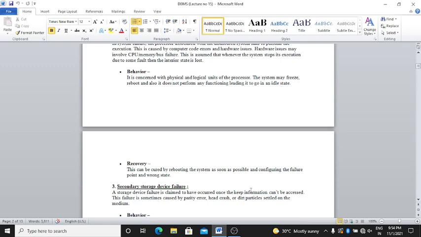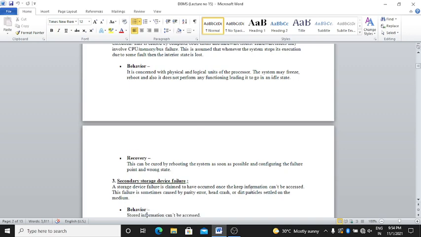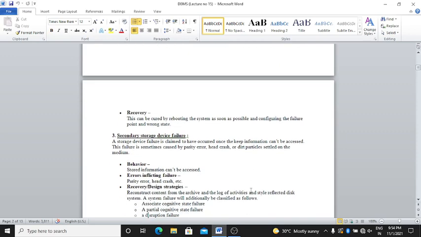Recovery: this can be done by rebooting the system as soon as possible and configuring the failure point and wrong state. Third type of failure is the secondary storage device failure.